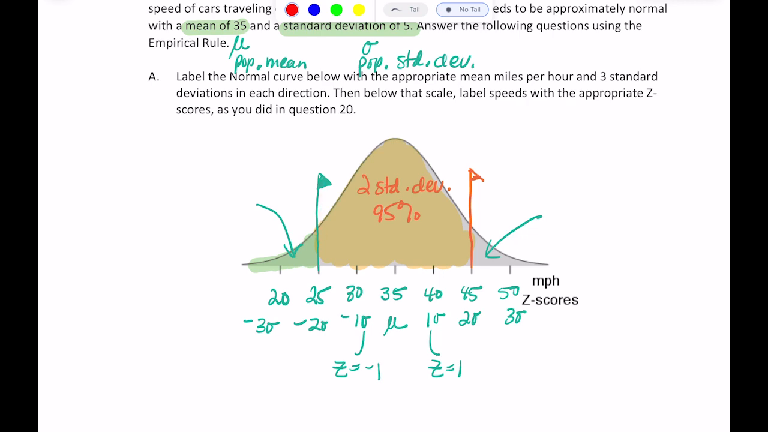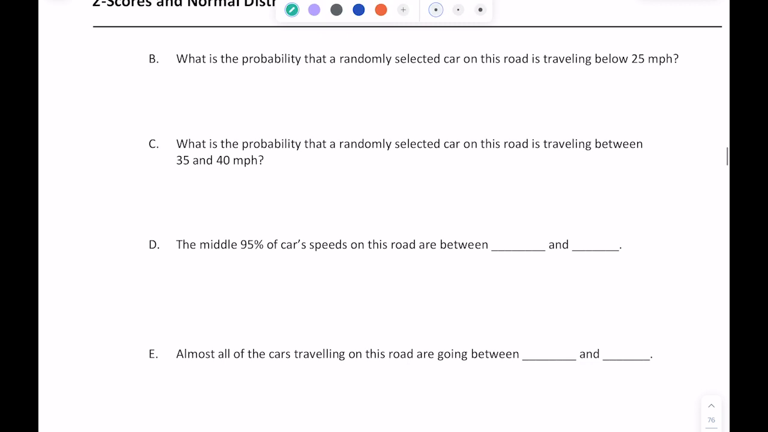So these flags are the same distance from the center. So I'm just going to do 100% minus 95%, which gives me 5%. And then I'm going to have to make sure I take the 5 and divide by 2, which is 2.5%. So the probability that a randomly selected car is traveling below 25 miles per hour is actually just 2.5%.